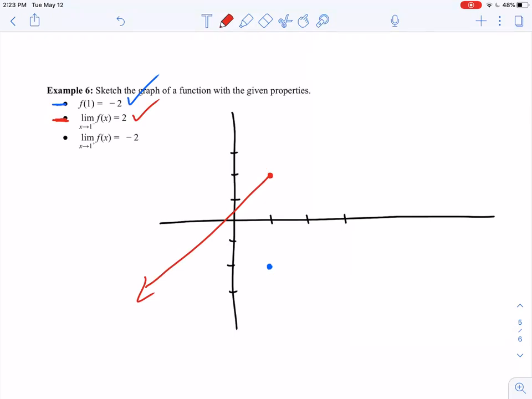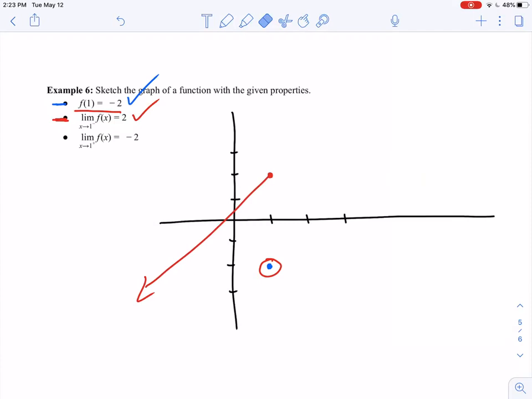Well, I know that my function needs to be defined. That first bullet point, right? F of 1 is equal to -2. That's what told me that I have this point right here. So that I know has to be a closed circle. And in order for this to be a function, I cannot have a closed circle anywhere else for an x value of 1. So how do I fix that? Well, if it's not a closed circle, it's probably got to be an open circle.